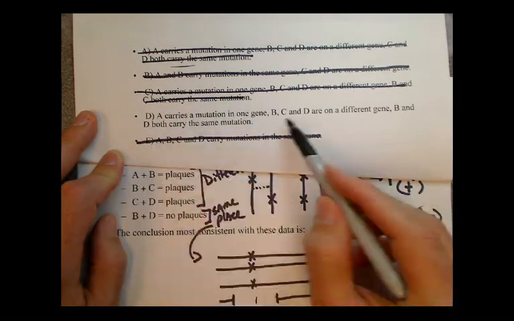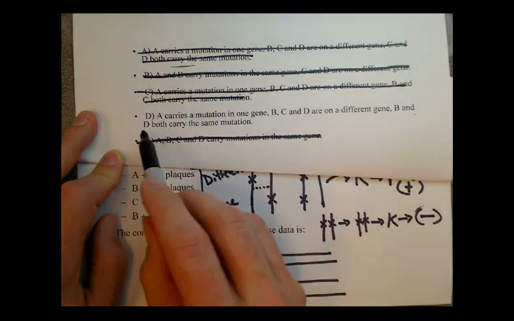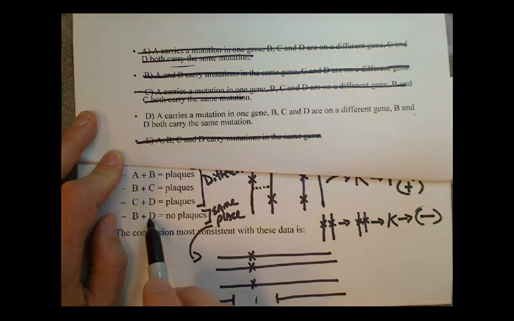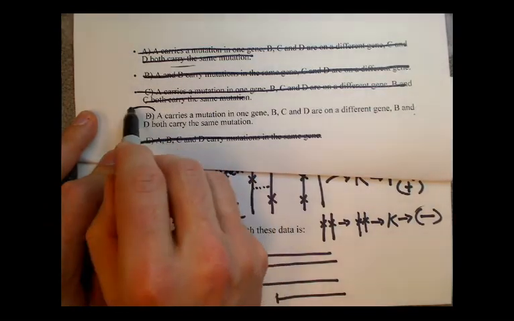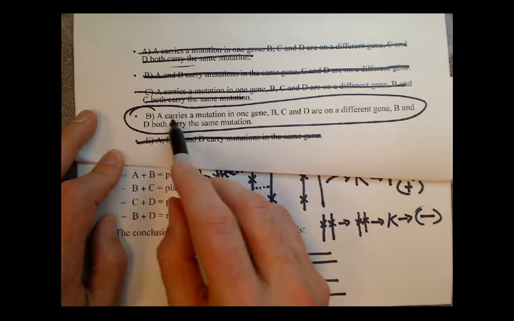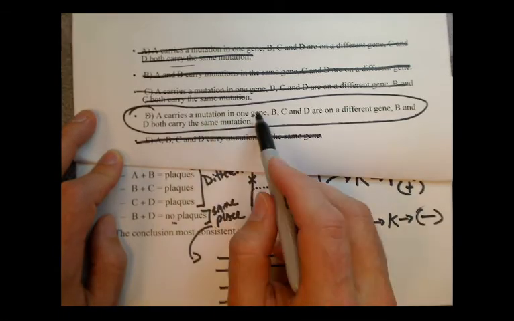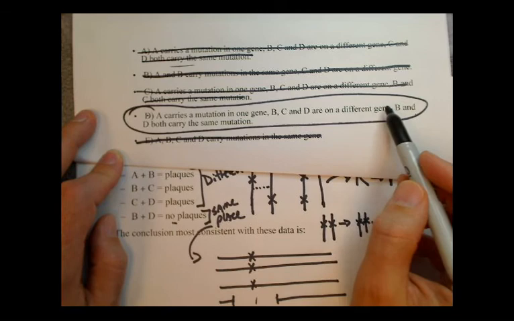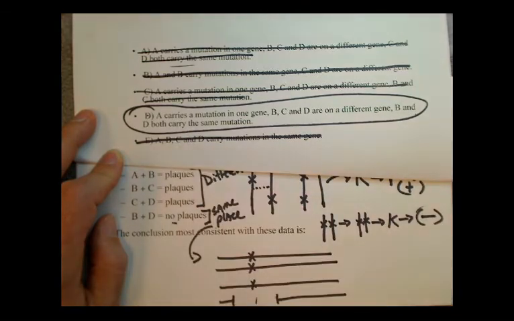And that leaves us with D. So that B and D carry the same mutation. And that would explain why we don't get any plaques in this one. So this is our correct answer. This is consistent with all of our data. That A carries a mutation in one gene, B, C, and D are in a different gene, and then that B and D carry the same mutation.